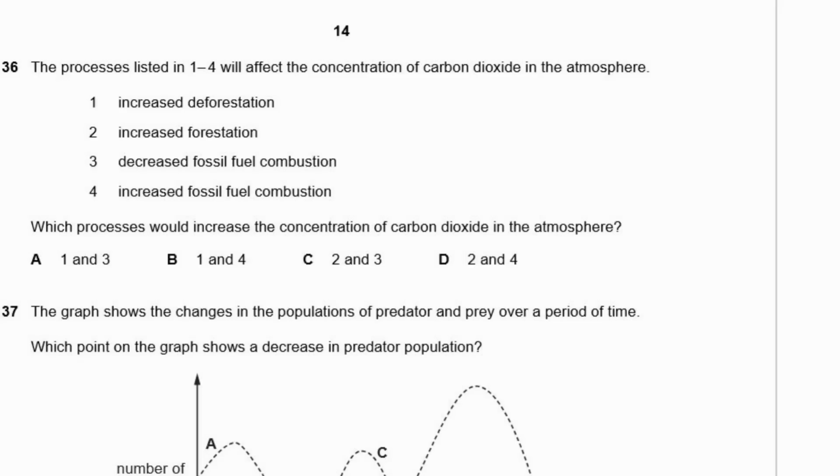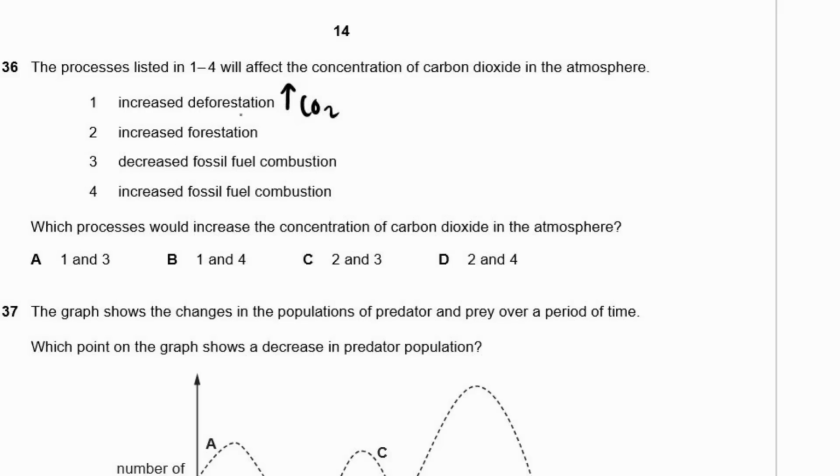Question 36. The processes listed in 1 to 4 will affect the concentration of carbon dioxide in the atmosphere. Which processes would increase the concentration of carbon dioxide in the atmosphere? So, increased deforestation. Forests do photosynthesis, which takes in carbon dioxide and lowers carbon dioxide in the atmosphere, which means increased deforestation will increase the amount of CO2 in the atmosphere.